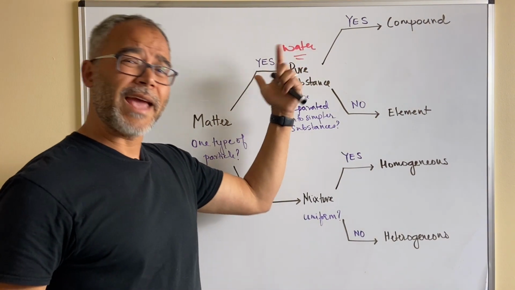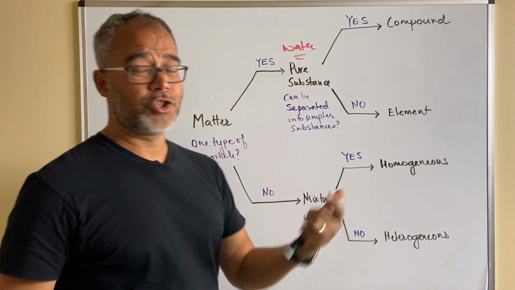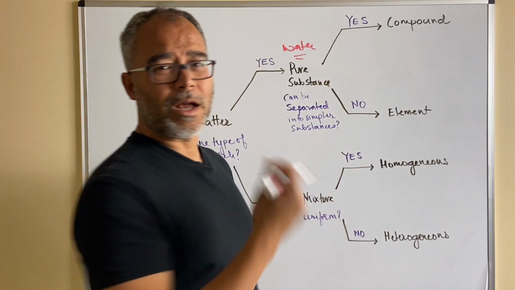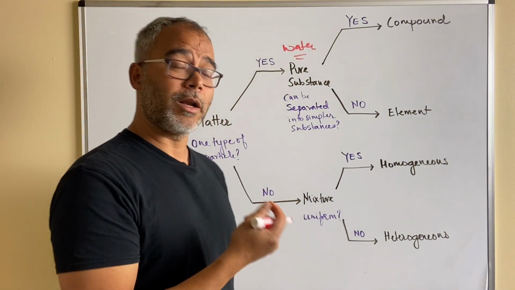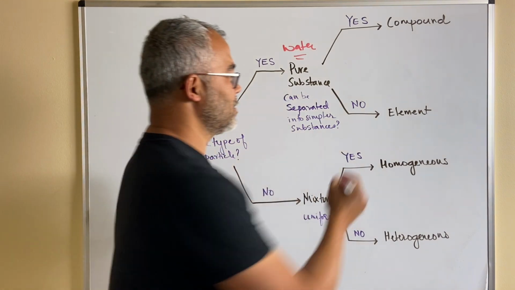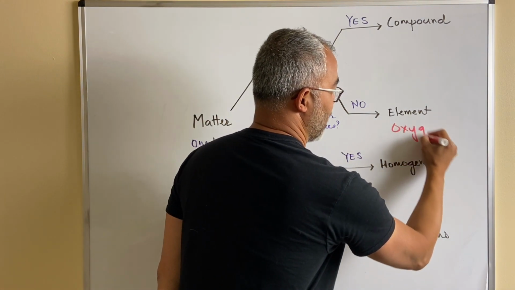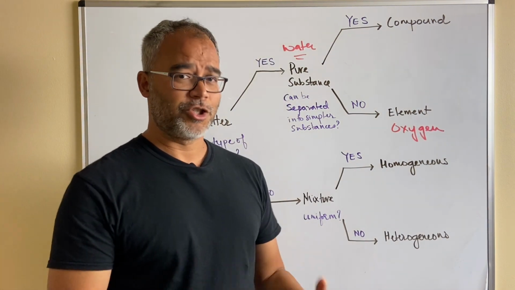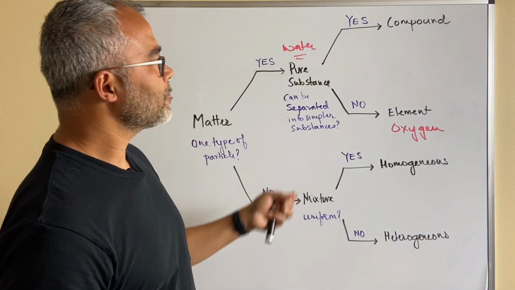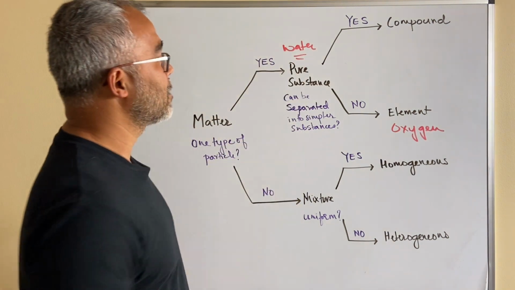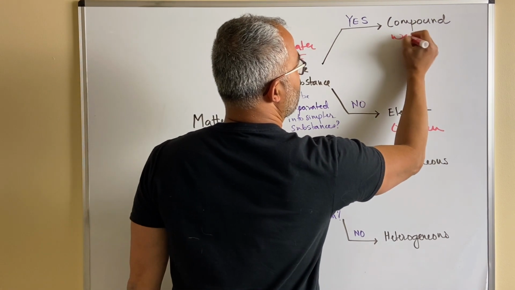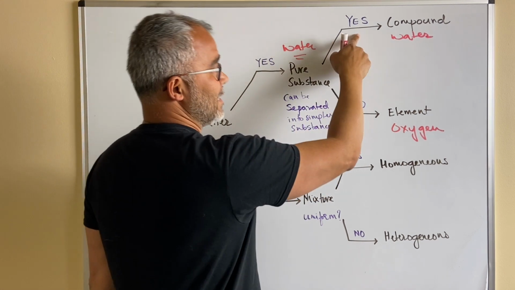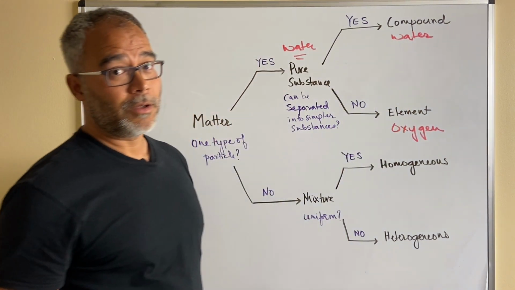Now, turns out water can be broken down into oxygen and hydrogen because we know that water is made up of oxygen and hydrogen. Therefore, if we take one of those elements that water is made up of, notice carefully I use the word elements. So oxygen would be an element, and oxygen cannot be broken down further into anything else. Oxygen is where it stops. Now, water itself is a compound, right? So the answer to this question, can it be separated into simpler substances? Yes, that's an example of water.